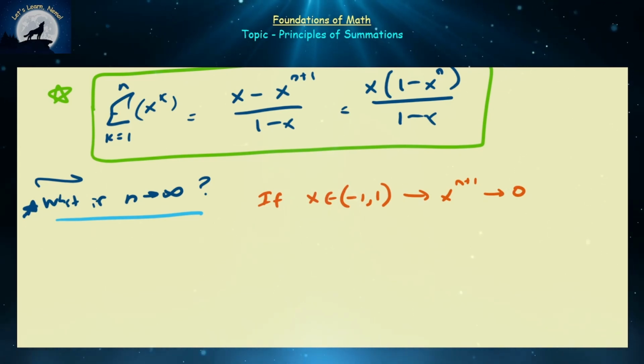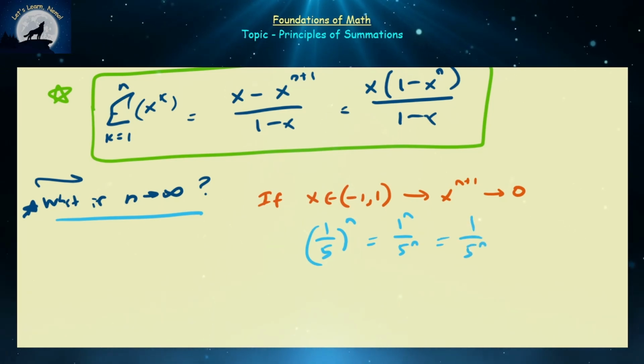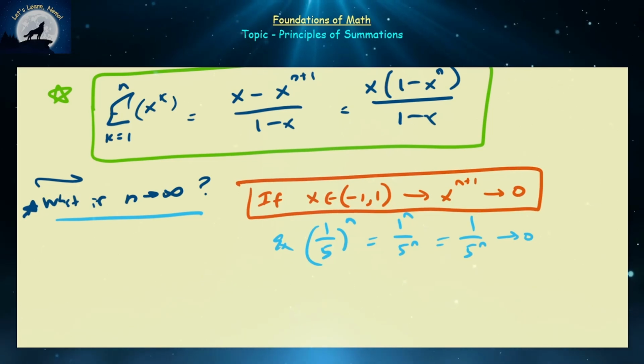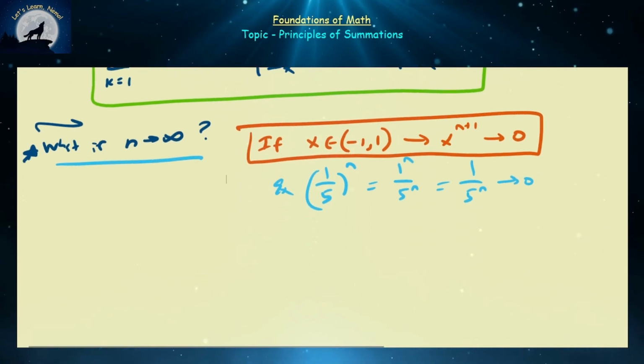For example, if you take 1 over 5 to the power of n, that's going to be 1 to the n over 5 to the n, which is just 1 over 5 to the n. As n gets big, 5 to the n gets extremely big, and 1 over something extremely big eventually will go to 0. But technically speaking, as long as x is between minus 1 and 1, you will still get this particular type of behavior.